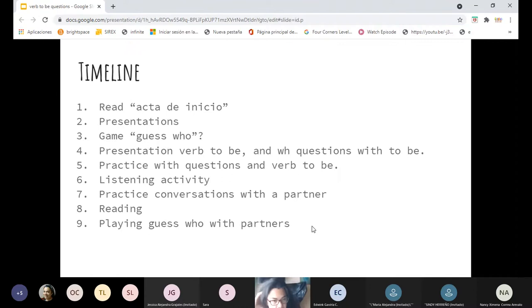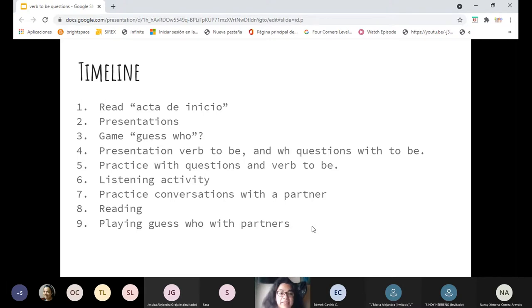So guys, in our timeline, we are going to be reading the information we got from the last class in Acta de Inicio, but that's in Spanish, just in case, I'm going to share it with you. In case you need some extra practice, we can leave it on Brightspace because I think Brightspace is going to be ready by Tuesday or Wednesday so that you can start working there.